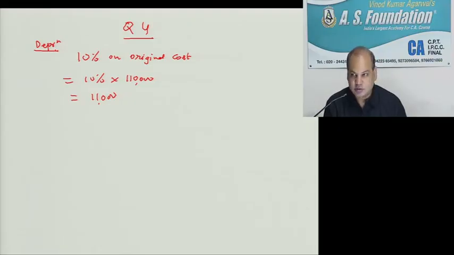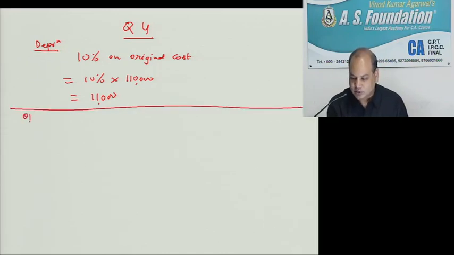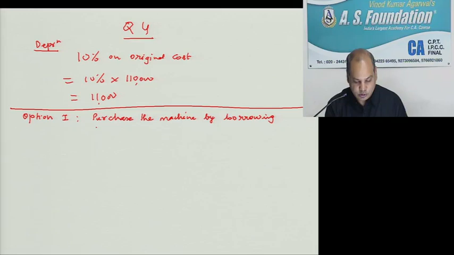Same like question number 3. First we will write option 1. What is option 1? Purchase the machine by borrowing. How much amount you have to borrow? 1 lakh, not 1,10,000, because 10,000 will be the down payment.